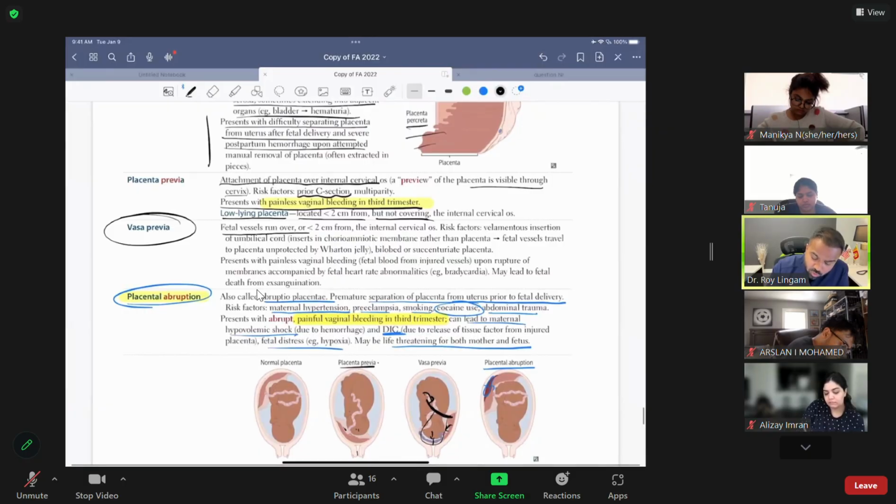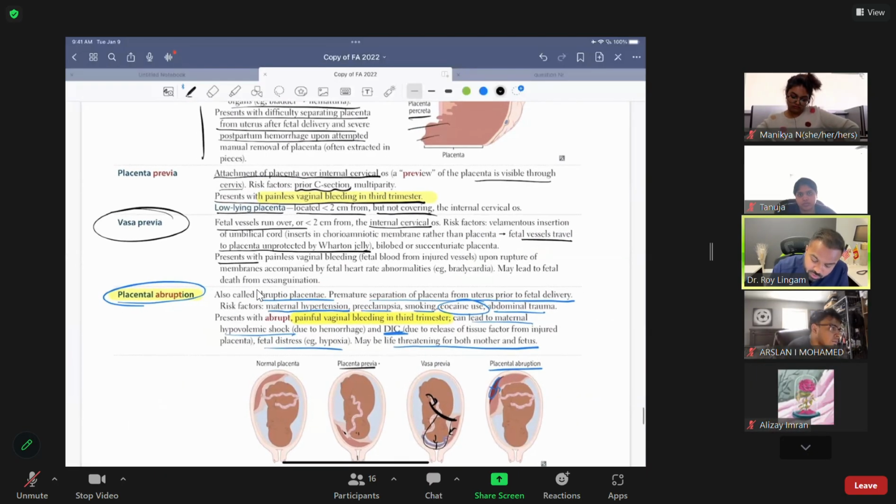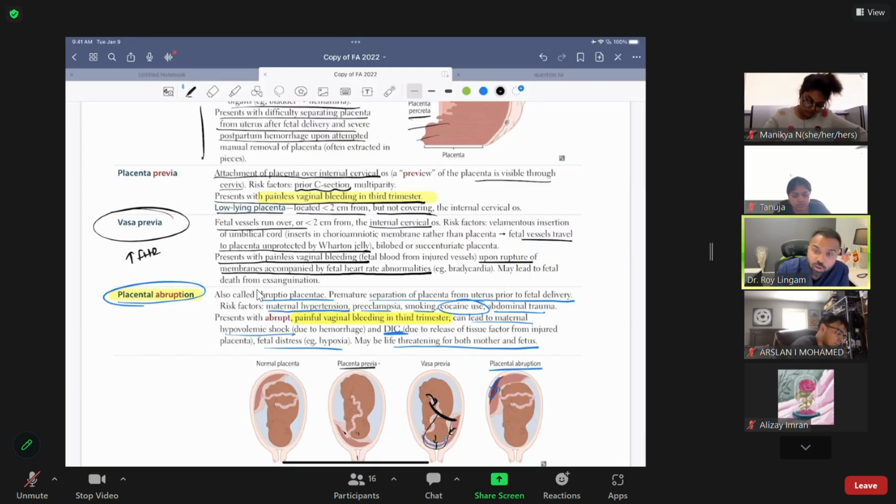Fetal vessels run over the internal cervical os. Fetal vessels travel over the placenta unprotected, nothing clinically important, folks. Presents with painless vaginal bleeding upon rupture of membranes, accompanied by fetal heart rate abnormalities. Now remember, in the fetus, an increased fetal heart rate is normal. Is everybody clear, folks? The minute the fetal heart rate drops, it's bradycardia. That's worrisome, folks, okay? May lead to, highlight the word, fetal exsanguination. What is fetal exsanguination? The fetus bleeds to death, okay?